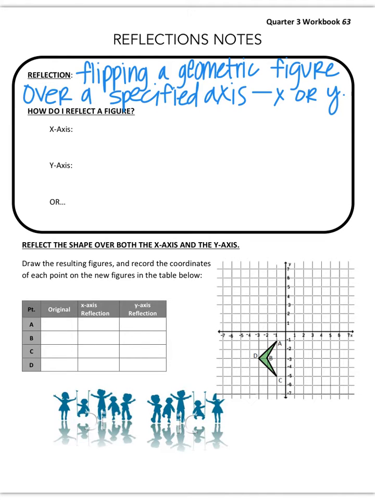Alright, so today's lesson is going to be on transformations, and we're going to focus on reflections and dilations. So open in your books to page 63. So reflection is flipping a geometric figure over a specified axis. So in these problems, you have to really pay attention if it says to flip over the x or the y axis.